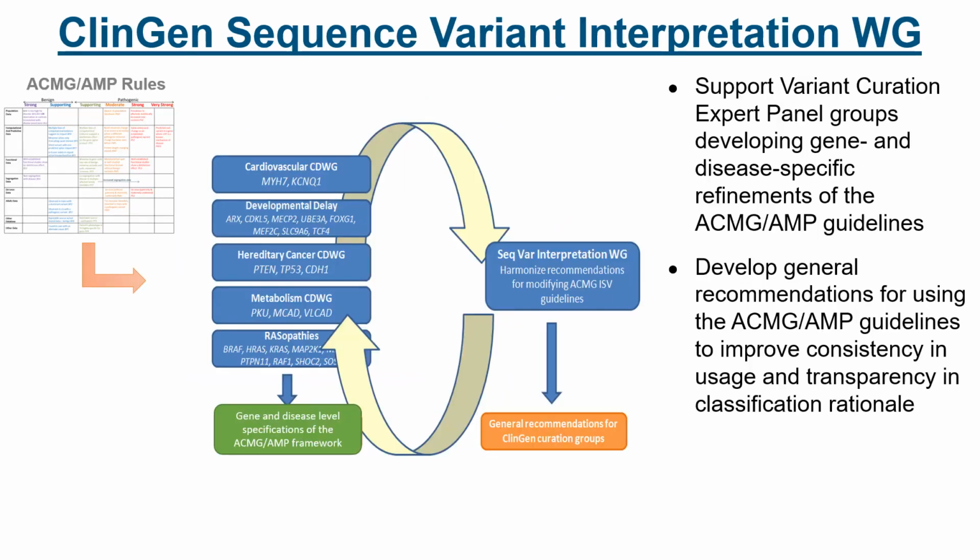Within ClinGen, we have a working group called the Sequence Variant Interpretation Working Group. While the different expert panels are taking the ACMG guidelines and adding in gene and disease specifications, the Sequence Variant Interpretation Working Group makes sure that they are taking a harmonized approach and are consistent in the way that they're specifying the guidelines. This working group also is tasked with developing general recommendations for using the guidelines to help improve consistency.